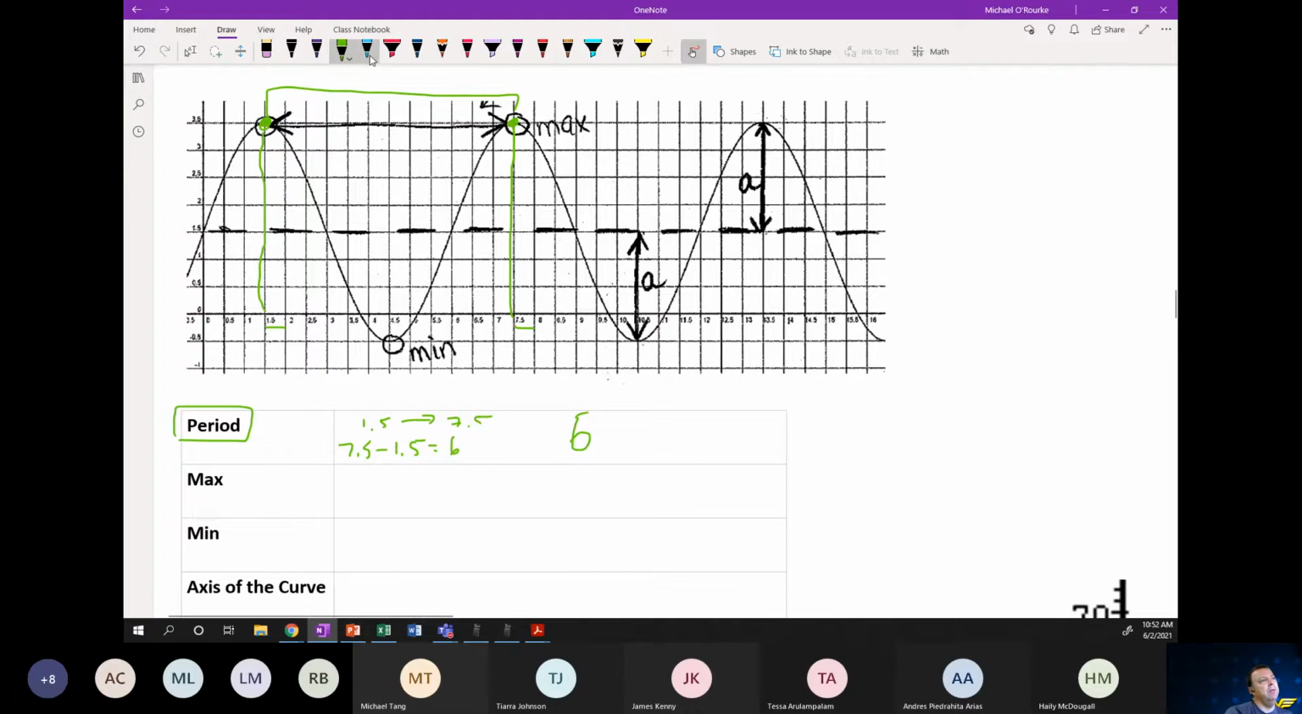Now our max value, we're just going to take a look here. What's our highest value? It's 3.5. And my lowest value, my min here, is negative 0.5. Any questions on that? Put a Q in chat if you have questions about that.